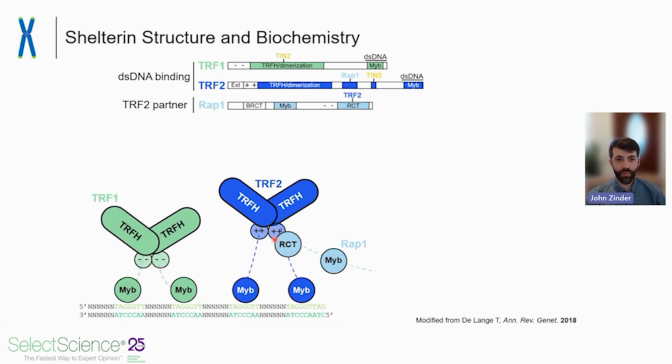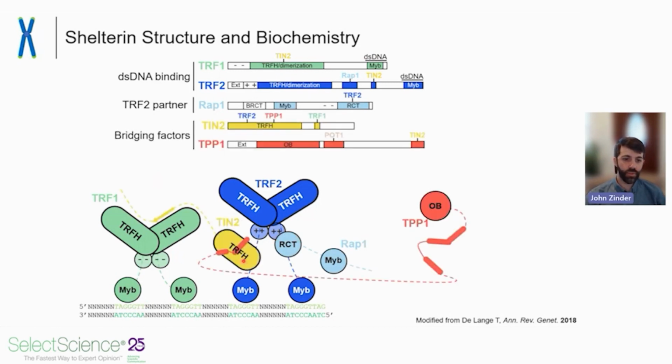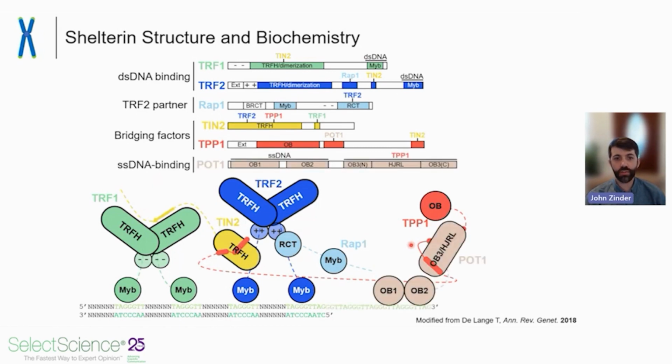RAP1 binds to TRF2, and TIN2 simultaneously binds to TRF1, TRF2, and the TPP1 protein, which bridges it to a single-stranded DNA binding protein called POT1. So TIN2 is thought of as the central organizer of Shelterin, insofar as it binds to both of the TRFs and bridges it to the single-stranded DNA binding activity.